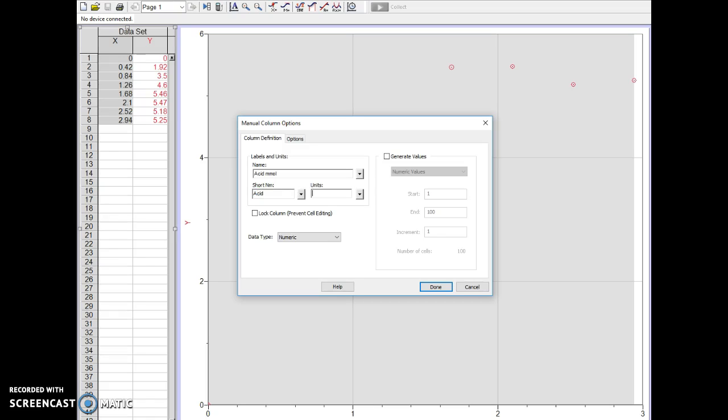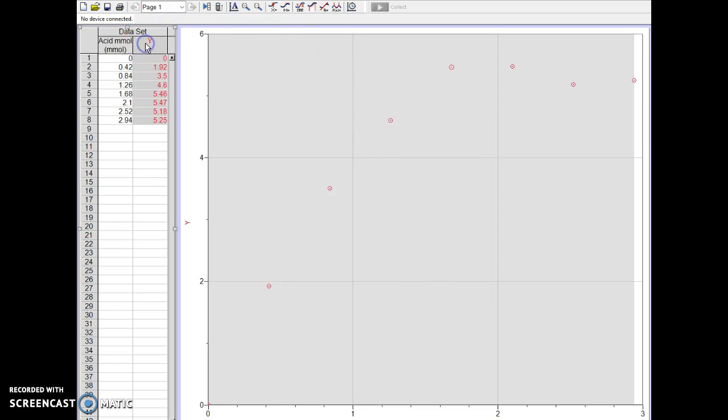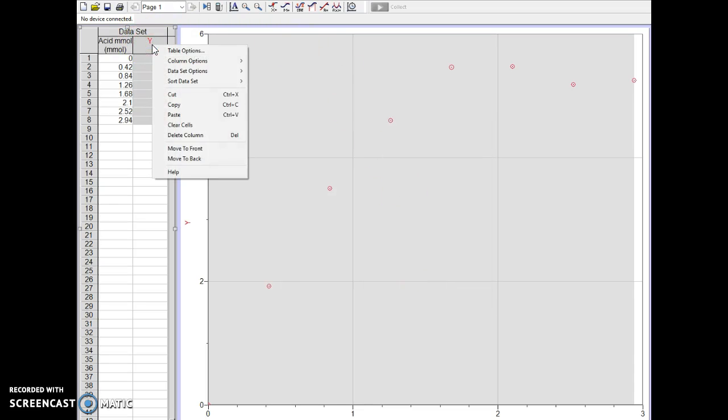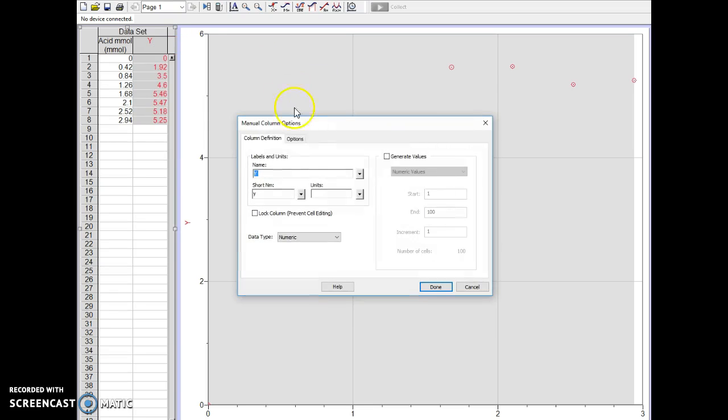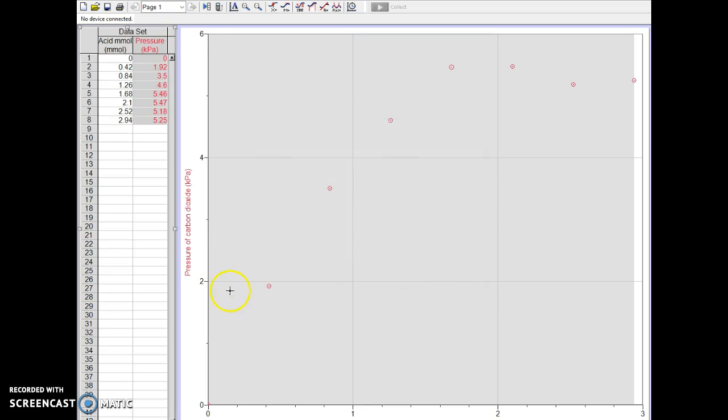Acid millimoles. And then we can right click on this Y and change that so it says pressure of carbon dioxide. And we'll say pressure, and the unit is kPa. And so now our graph tells us what we have.